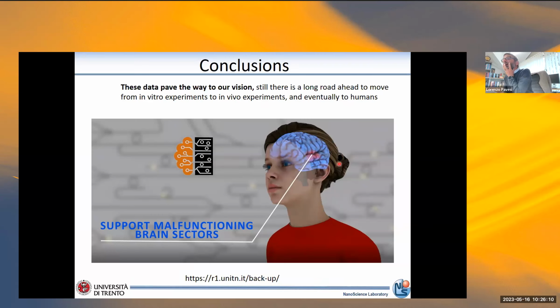Because at the very end, what we are trying to do is to use this hybrid circuit in order to support malfunctioning brain sectors. Because in this way, by using these hybrid circuits, we can teach our circuit to replace some function that a human brain is not able to perform. And so we foresee application of this circuitry in the neurological diseases.